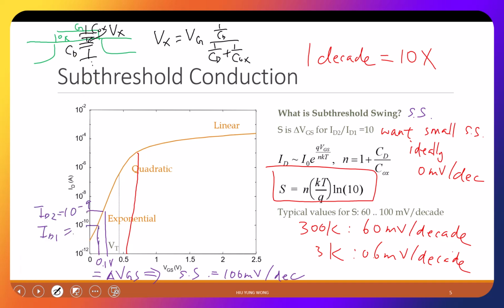Any questions? What is CD? CD is the depletion capacitance. You remember that a transistor has a depletion layer? It is the immobile charge, so that is insulating, it becomes an insulator, and then you couple from the channel to the substrate.